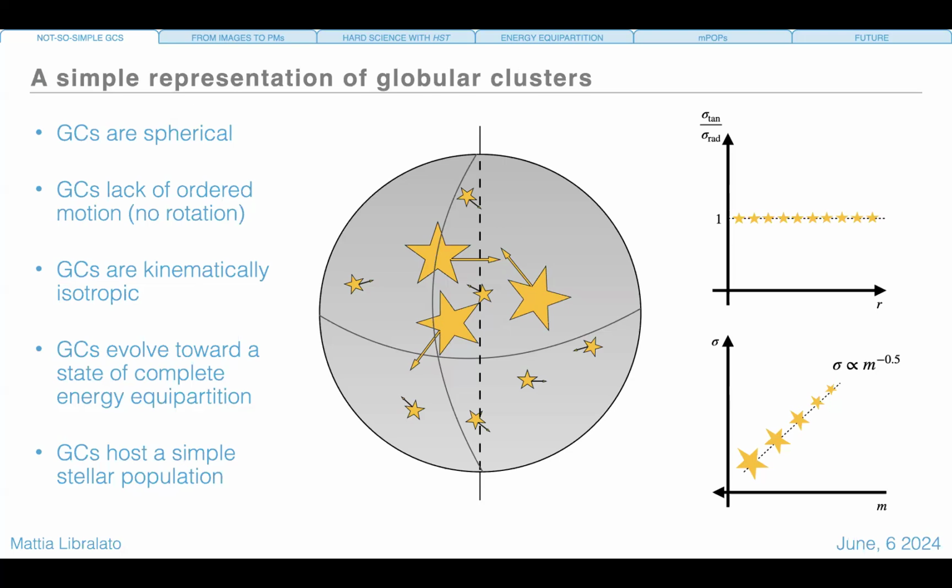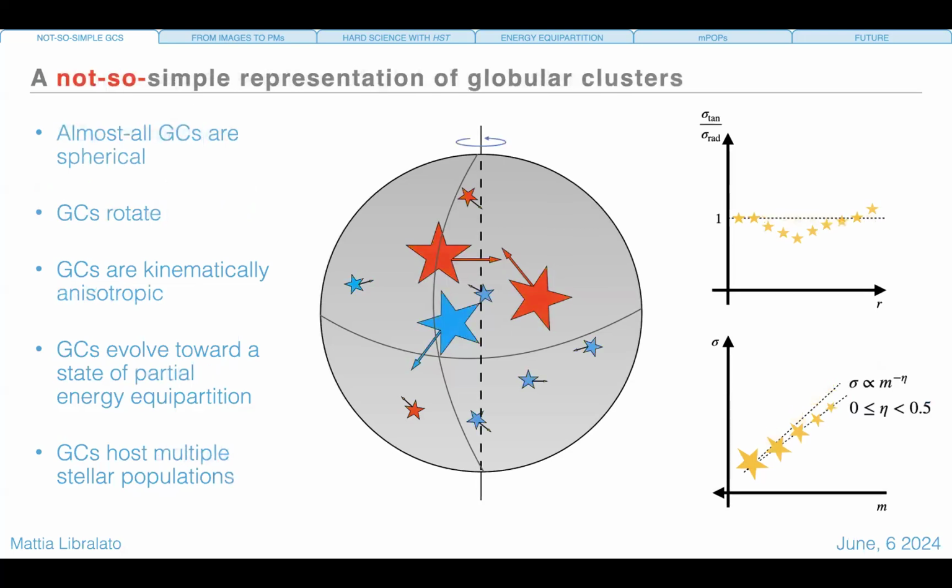But we do now know that this is an outdated view of globular clusters, and they are much more complex than this. Okay, almost all of them are spherical. They can rotate in the plane of the sky or along the line of sight. They can present kinematic anisotropies in their stars, and even after many relaxation times, they reach only a partial state of energy equipartition. And of course, one of the most astonishing results is that globular clusters host multiple stellar populations, so stars with different chemical compositions in them.